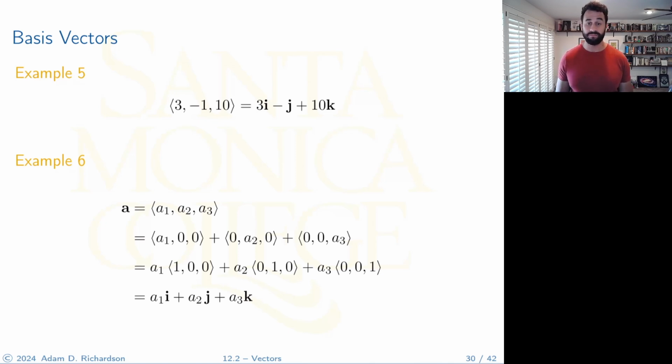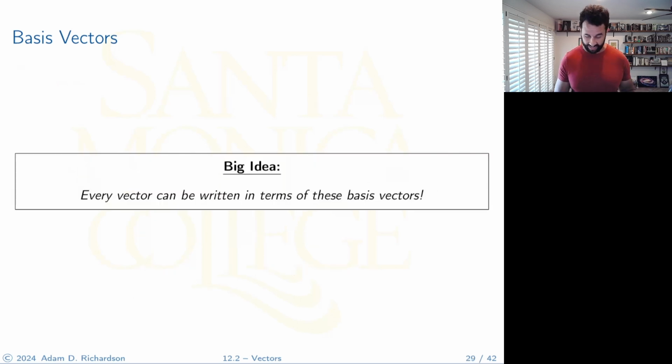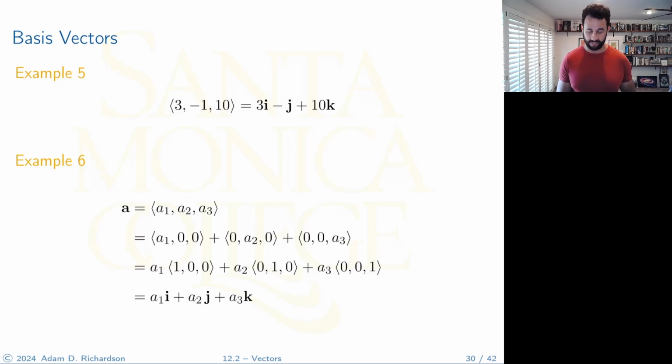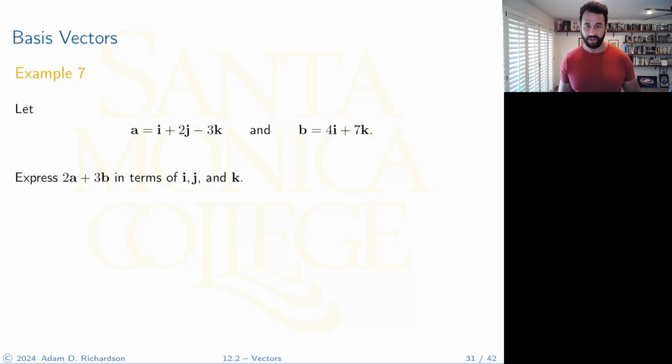And this works in general, right? So again, every vector can be written in terms of these basis vectors. So here is just an arbitrary 3-dimensional vector. And this process here shows that you can write it in terms of i, j, and k. These are just telling you basically which way to move along those coordinate axes. Cool stuff, basis vectors.